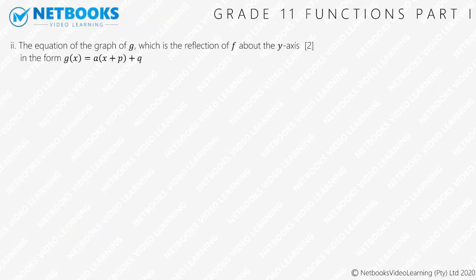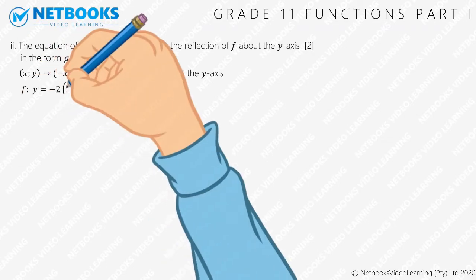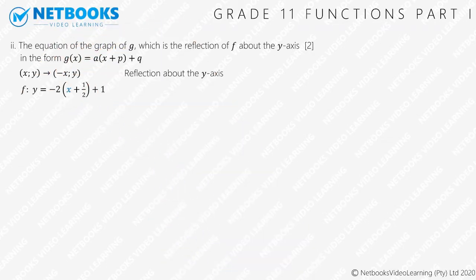We are now asked to determine the equation of g, which is the reflection of f about the y-axis. We know that to reflect about the y-axis, we need to make the x value change signs. So wherever we had an x in the original function of f, we will now have a negative x in the function for g. Applying the correct reflection rule is worth a mark.